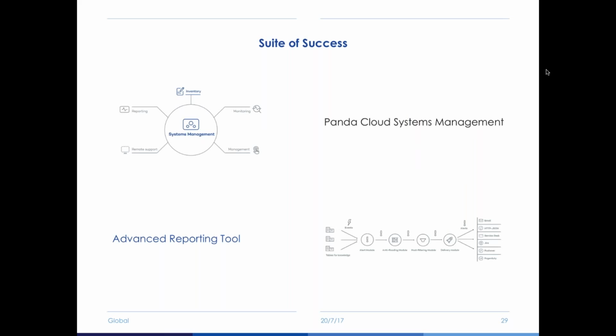So we do all of this with what I like to call, a term that I coined, a suite of success. And that is in Panda Cloud Systems Management and also the Advanced Reporting Tool. Advanced Reporting Tool is part of our Adaptive Defense 360 suite.